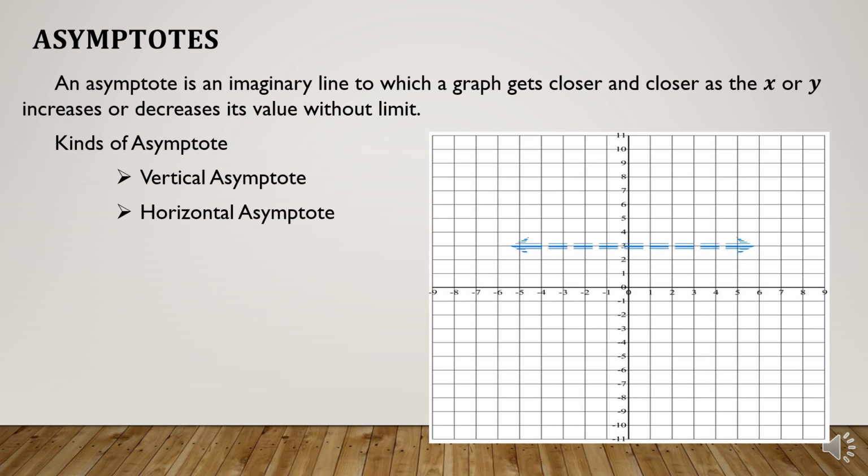We have also the horizontal asymptote. This is now a horizontal asymptote. It is also a broken line. We have also an oblique or slant asymptote. See, it looks like this. It is also a broken line.